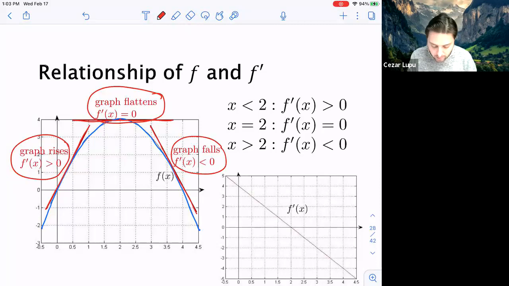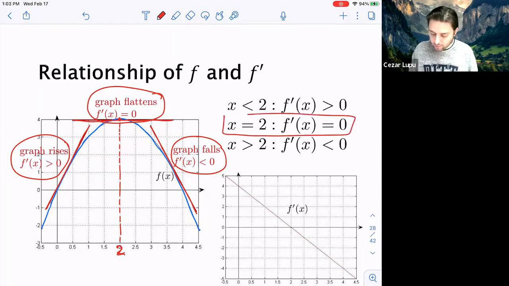All right, so at the point x equals 2, the derivative will be 0. You see the maximum point is here, but it's for x equals 2. This is where all this happens. So this is the point 2, right? At x equals 2, the graph flattens, so you have this information here, that the derivative is actually 0, right?